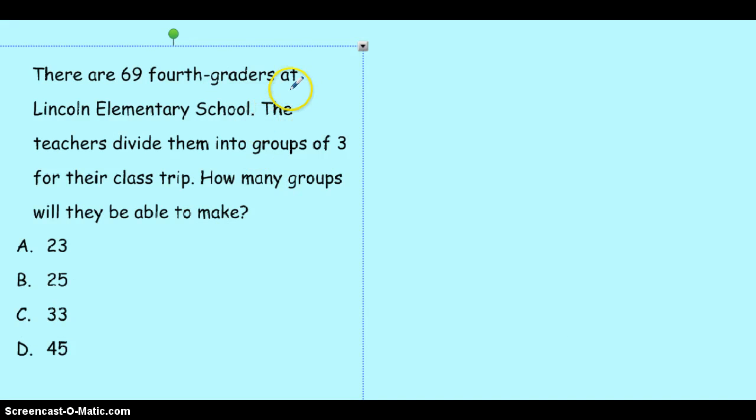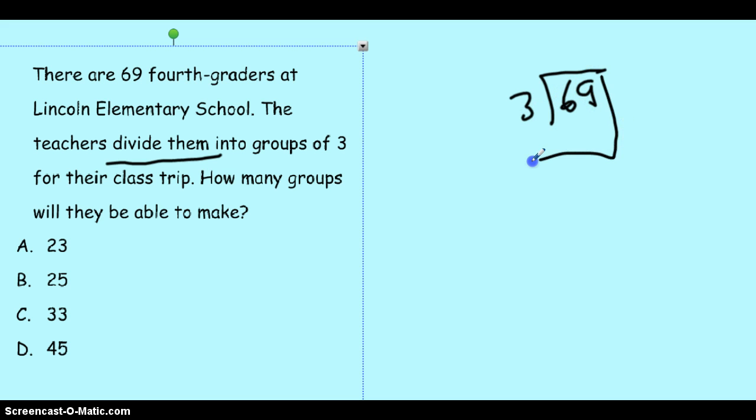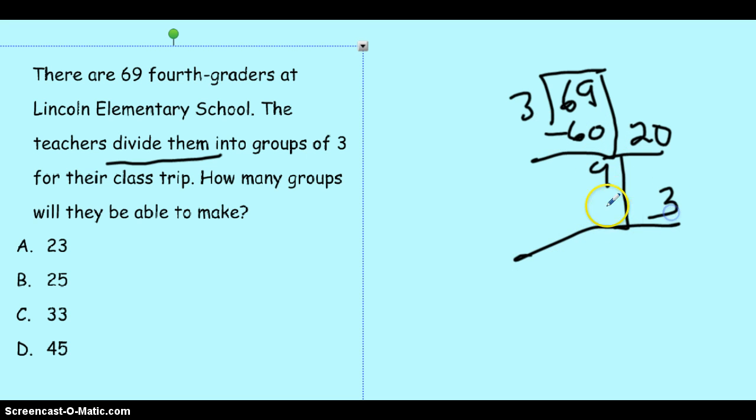The next one, 69 fourth graders. The teachers divide them. Well, that's pretty simple there. We're going to divide them into groups of 3. So how many groups of 3 can we make? Well, I'm going to start again. Can I do 10? Sure, that's 30. 3 times 20 is 60, so I'm going to start there. 3 times 20 is 60. That leaves 9. And I know 3 times 3 is 9 with nothing left over, so no students are left out of a group. We got 23 groups that were made.